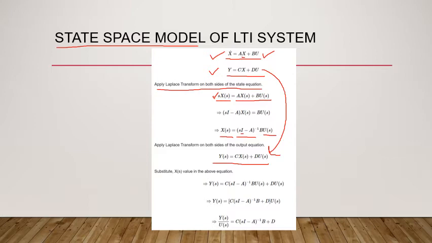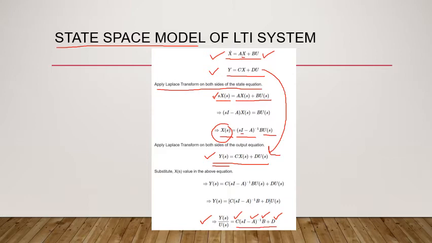Here C and D are constant matrices, and we get the value of the output Y(s) in this manner. Now we substitute the value of X(s) obtained here in this equation for Y(s), and upon solving we get the ratio Y(s) upon U(s) is equal to C (sI minus A) inverse B plus D. When a question comes in the exam, we are generally given the values of the matrices A, B, C and D, and we have to find the value of this transfer function Y(s) upon U(s).